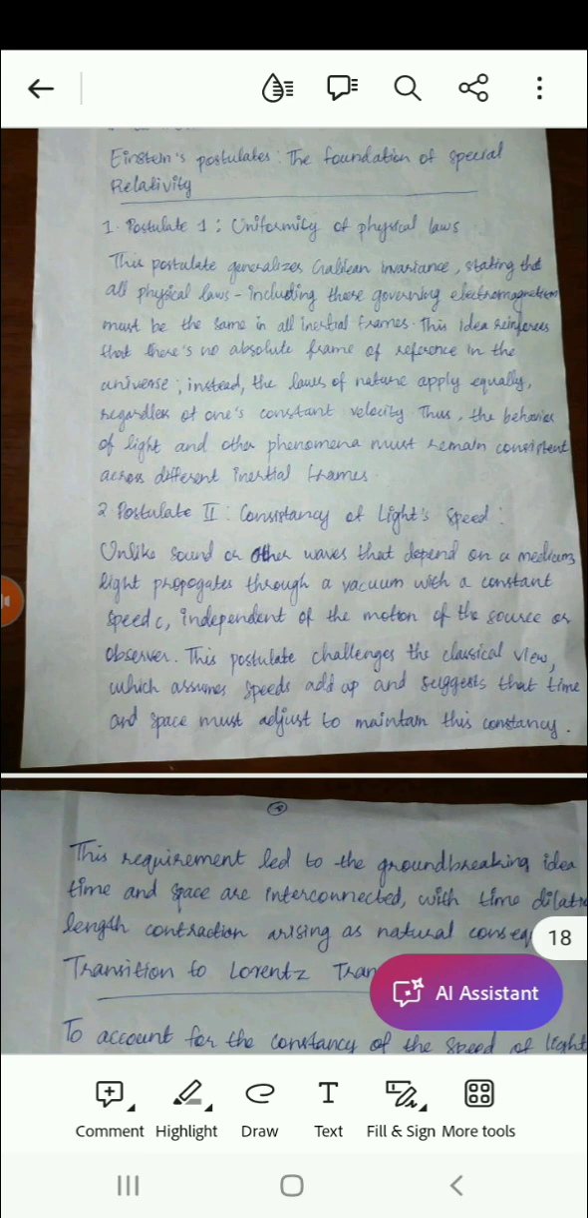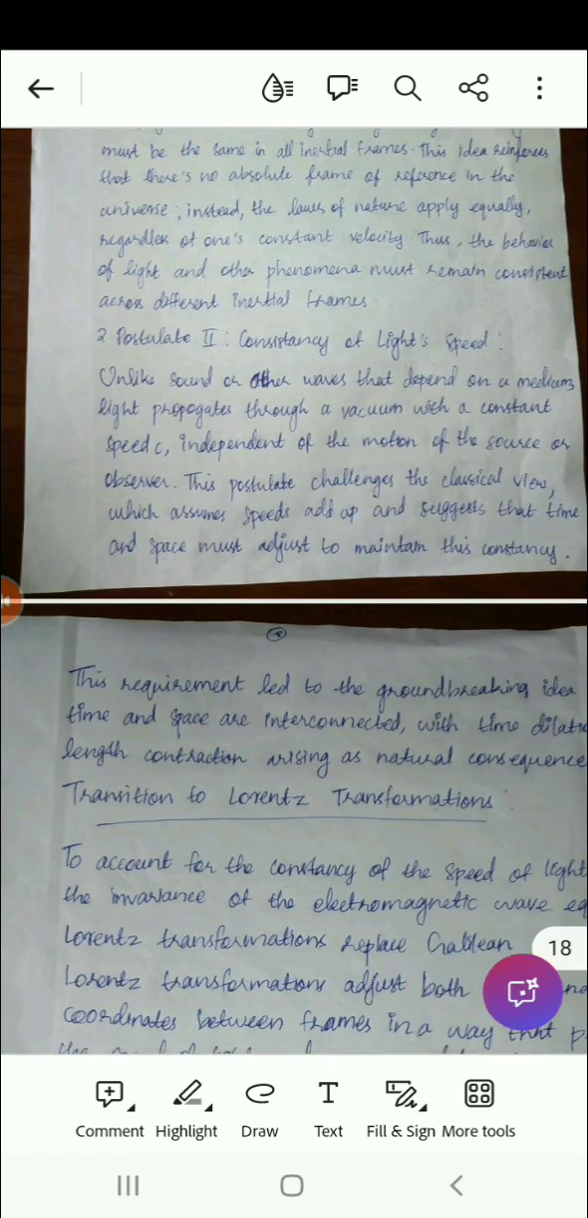So, the first postulate of special theory of relativity is that all fundamental laws of physics must be the same in all inertial frames. So that is, there is no absolute frame of reference in the universe, and the laws of nature apply equally regardless of one's constant velocity. Thus the behavior of light and other phenomena must remain consistent across different inertial frames.